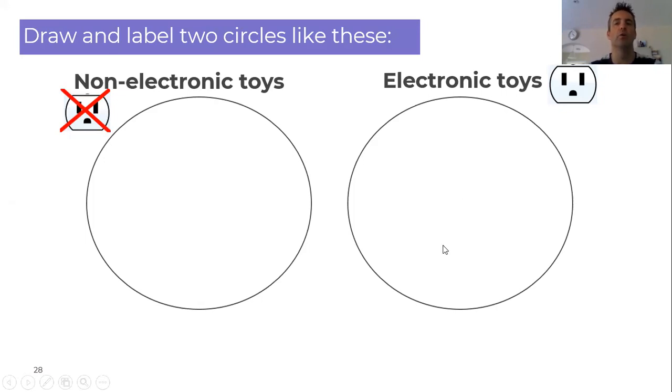Now, as a little clue to help you, what I've done is a little drawing of a plug next to electronic. And non-electronic, I've done a little plug, but put a cross through it. So that's to help remind you which circle you're going to put toys that need to be powered with electricity, with a plug or with batteries. So if they need batteries or a plug, they would go in this side. If they don't, they would go into this side. Okay, so pause the video now, and can you draw those 2 circles, please?